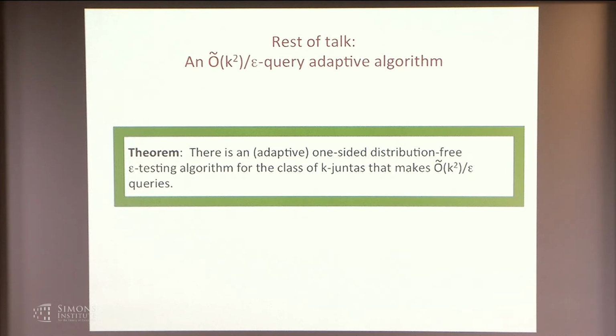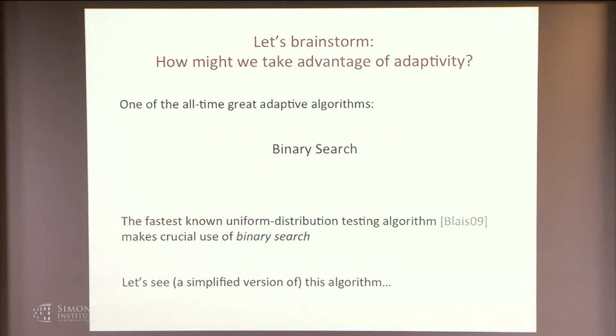In the rest of the talk, I'll say a little bit about the adaptive algorithm. So again, to remind you, this is going to be an algorithm, which we know has to be adaptive by the lower bound we've just seen, which will succeed in solving this epsilon testing problem with a polynomial number of queries, basically k squared many queries. Okay. So we somehow have to use adaptivity. How are we going to do it?